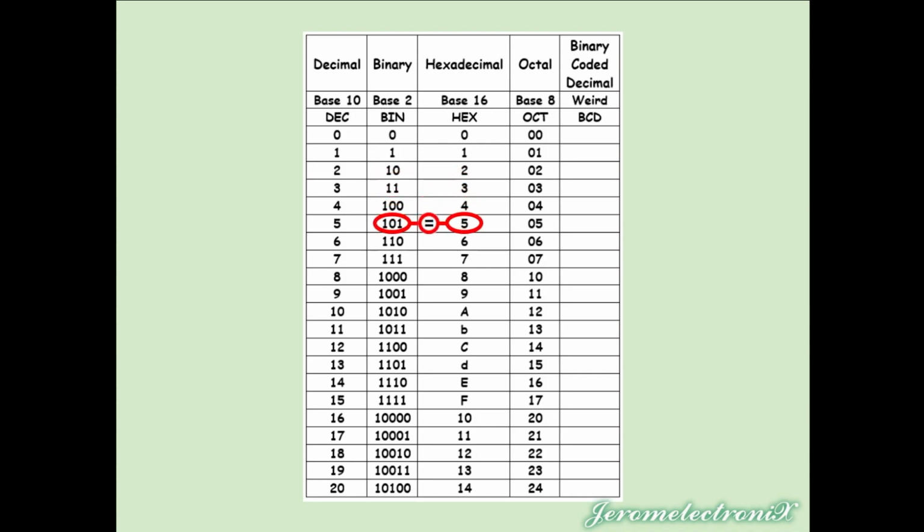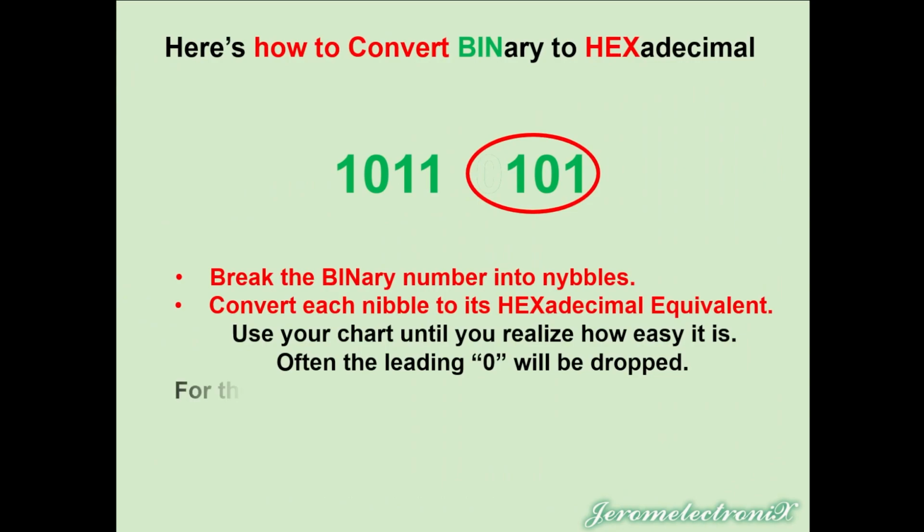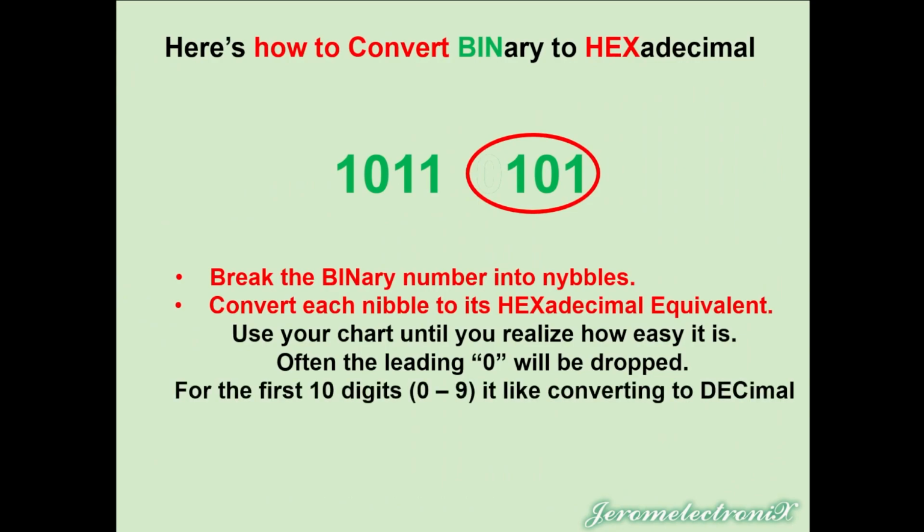There's binary 101. That is equivalent in value to a hexadecimal 5. We're going to bring that across for the first 10 digits, 0 through 9. It's like converting to decimal. It's pretty easy. But we're bringing that number in from the chart, and that means the value of this binary nibble is 5. Also notice that if you put column weights above it, it would be a 5.